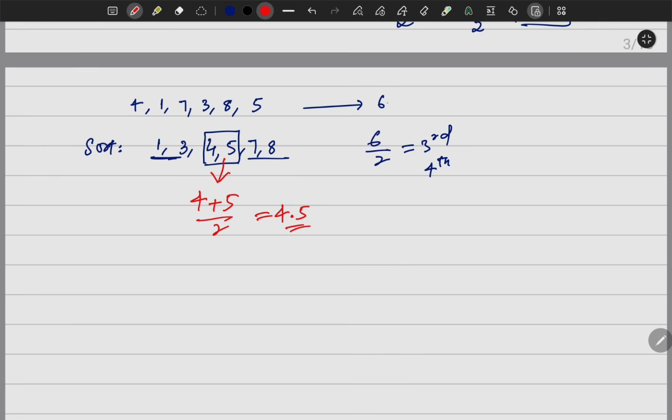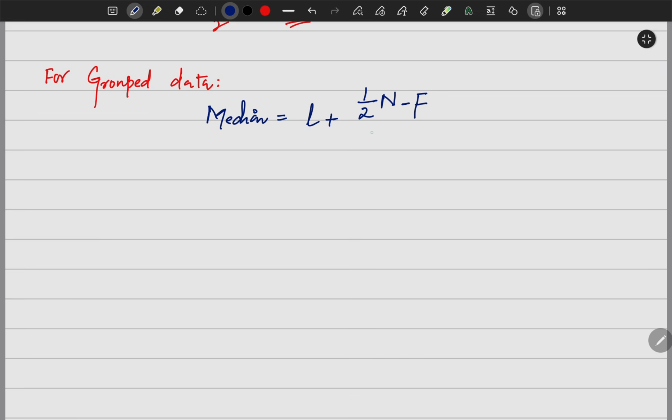So this is when we have the data as a discrete one. Now sometimes we have grouped data. For grouped data, the median is equal to L plus (1 by 2 N minus F) divided by f, times i.